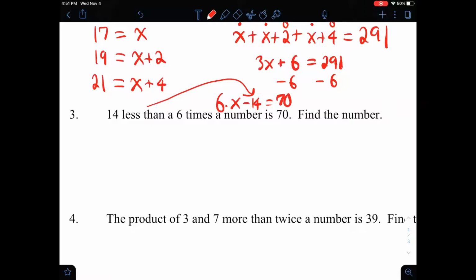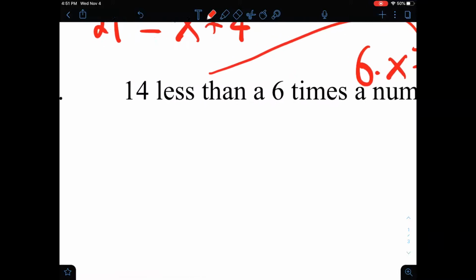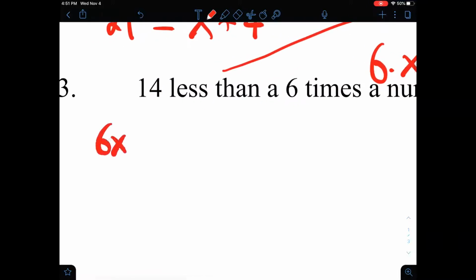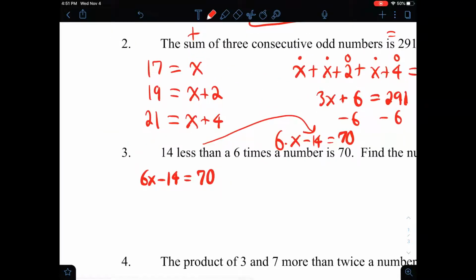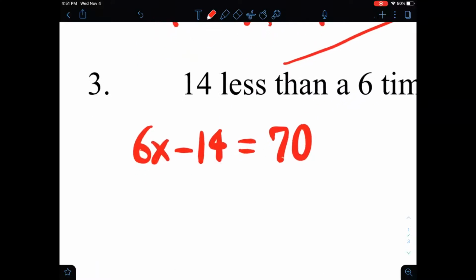Okay, so you want to just play around with it a little bit and figure out what it's saying. Start with a variable, a number, and then figure out what's happening to the variable. So it's 6 times the number, and then it's 14 less than that. So it's going to be 6x, and 6x minus 14 is 70. 6 times a number, and then less 14 or minus 14.